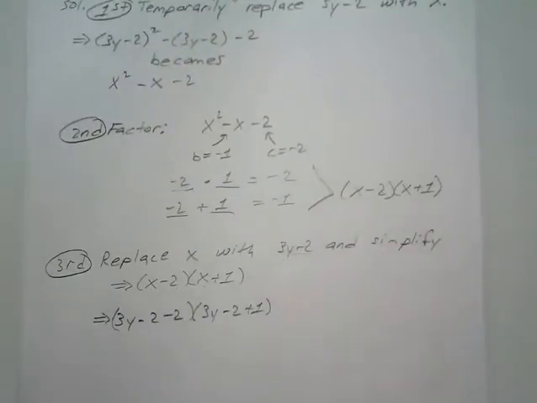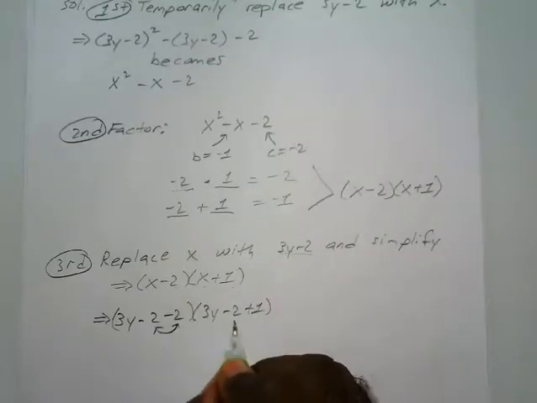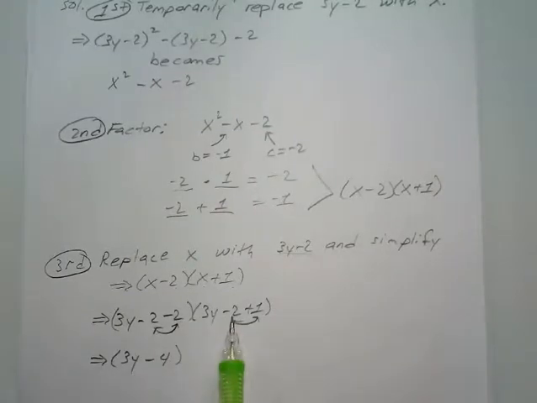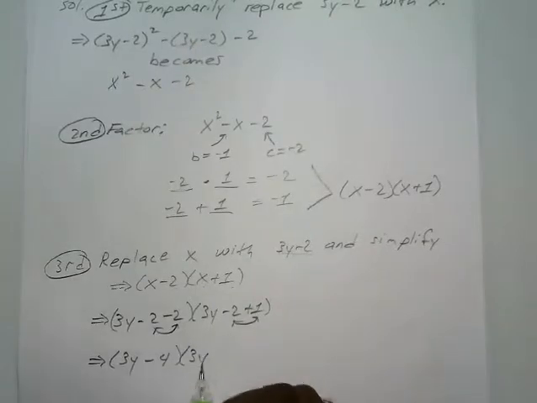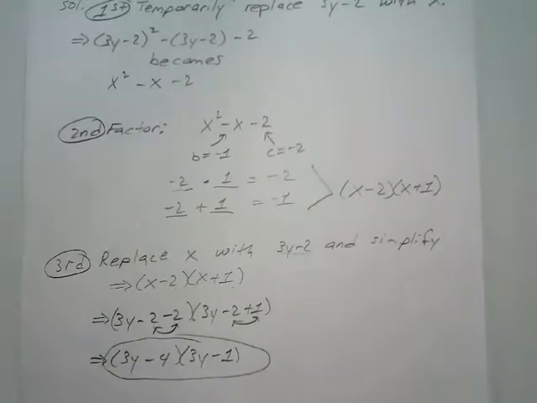Okay. So the most we have to do here is just combine our like terms. Okay, so you have 3y, negative 2 plus negative 2 is negative 4. And here, negative 2 plus 1 is negative 1. So you have 3y minus 1 and that's it. Alright, and that's your answer.